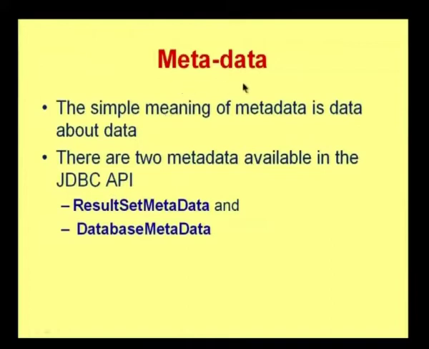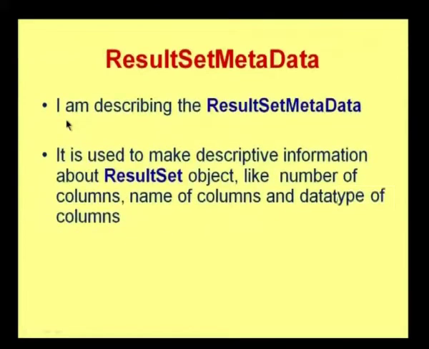So, next is about metadata. The simple meaning of metadata is data about data. There are two metadata available in the JDBC API. One is ResultSetMetaData and the other one is DatabaseMetaData. Here, ResultSetMetaData is used to get descriptive information about the result set object, like the number of columns, the name of the columns and the data type of the columns. ResultSetMetaData holds the data about the result set.